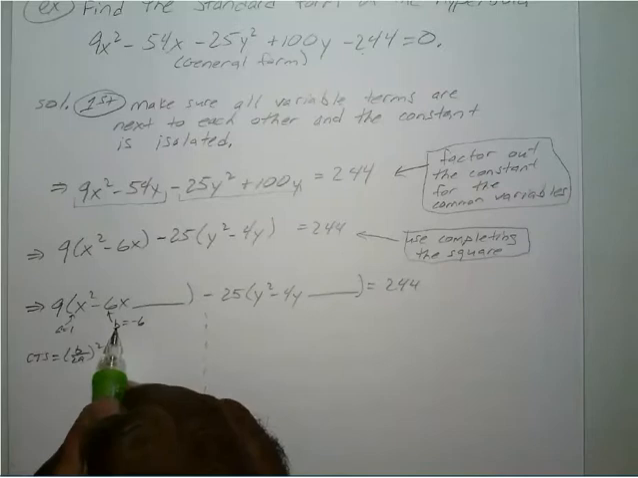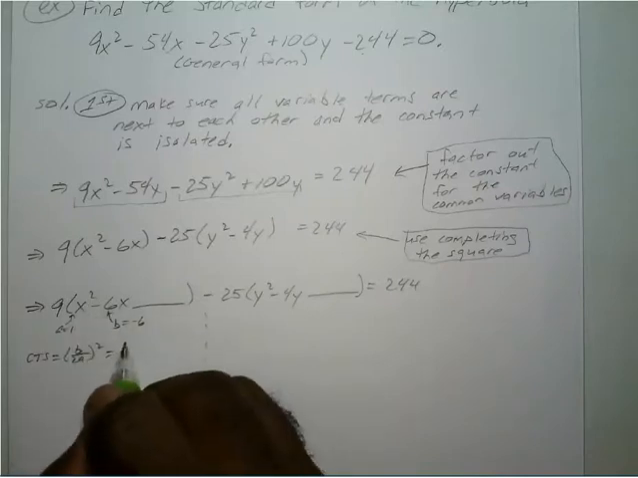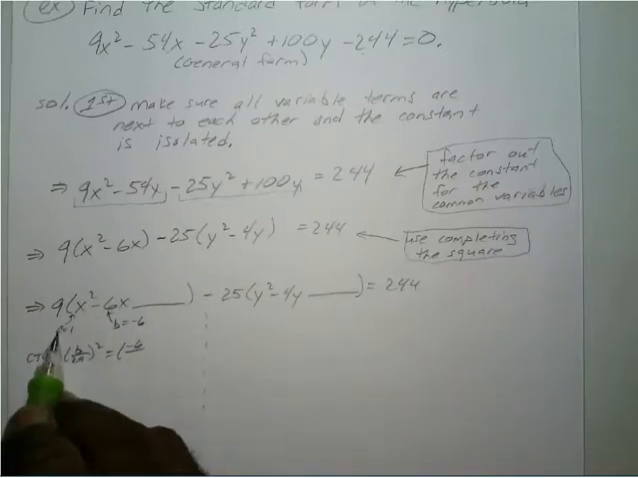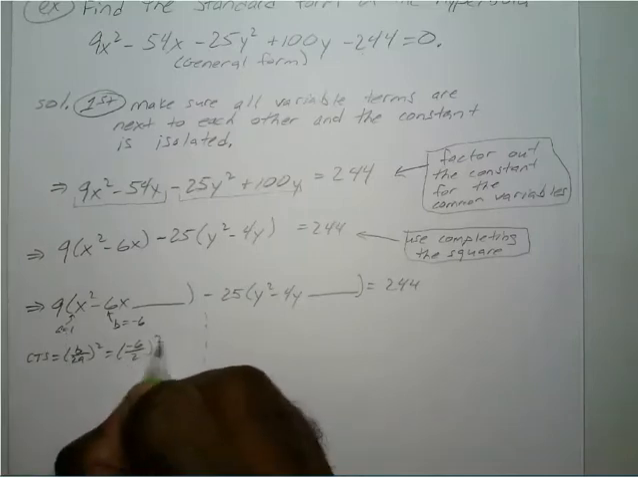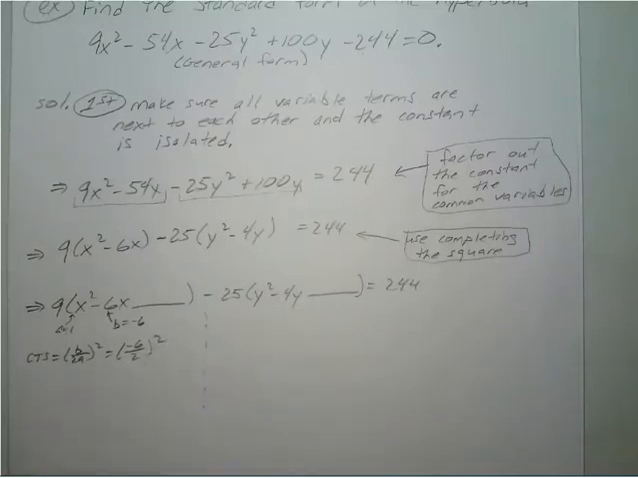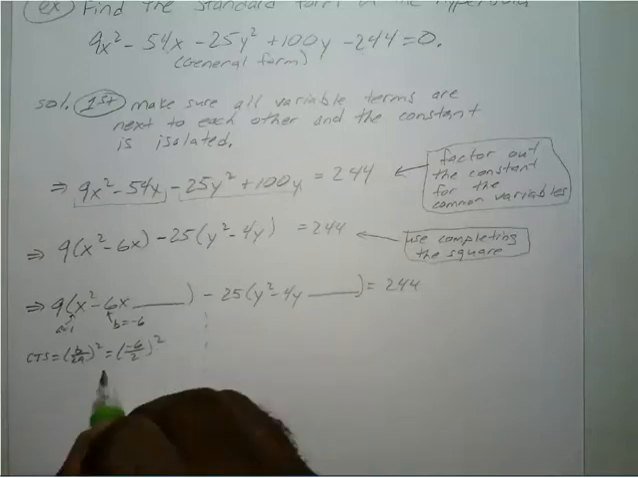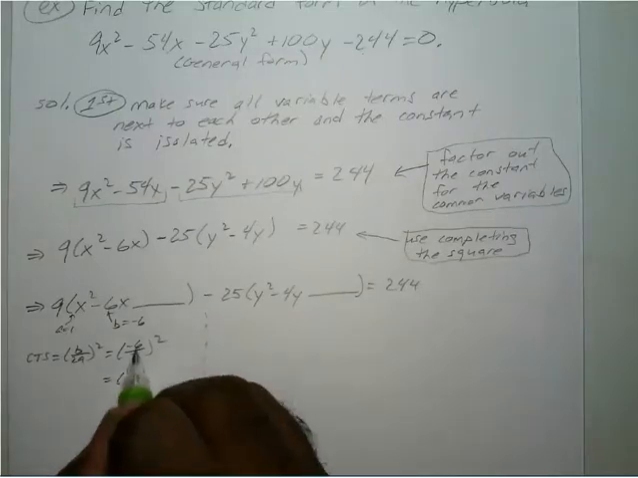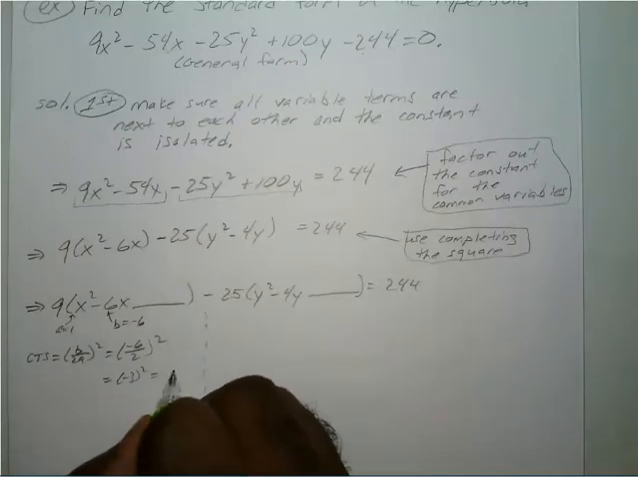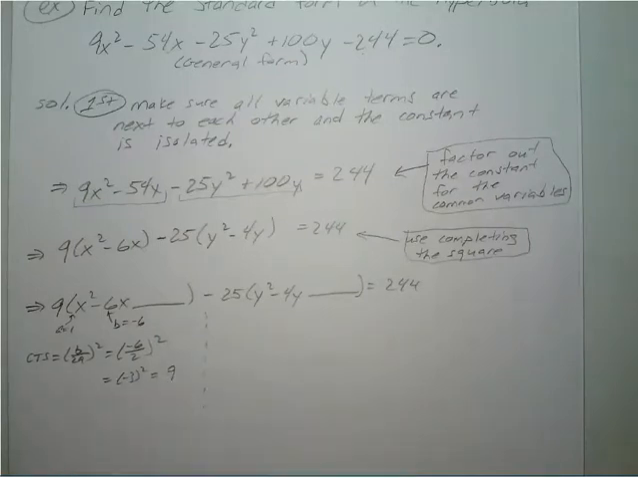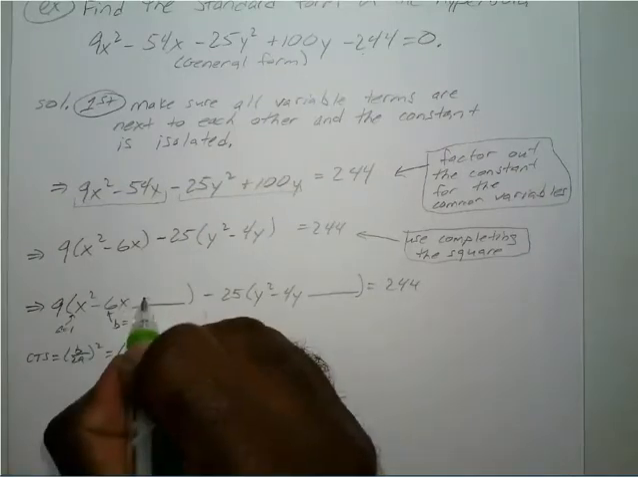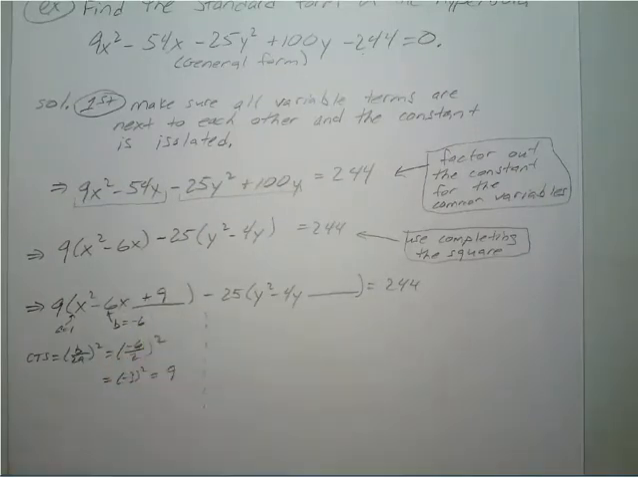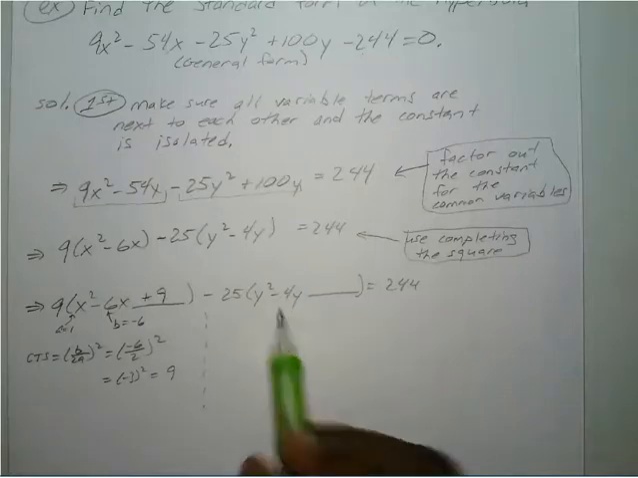So our b is negative 6 in this case, so that's going to be negative 6 divided by 2 times a, or 2 times 1, which is 2, squared. So this is going to equal negative 6 divided by 2, which is negative 3. So it's negative 3 squared, which is equal to 9. Okay, so we're actually going to put plus 9 right here. Same thing here.